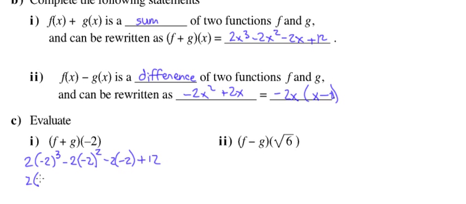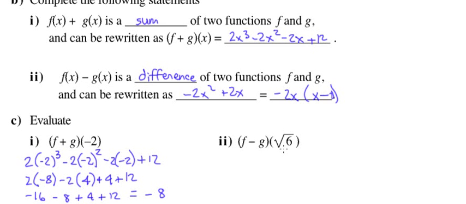2 times negative 2 cubed is negative 16, minus 2 times negative 2 squared is minus 8, and then minus 2 times minus 2 is plus 4 plus 12. So minus 16 minus 8 plus 4 plus 12 is minus 24 plus 16, which is minus 8, if I'm not mistaken.